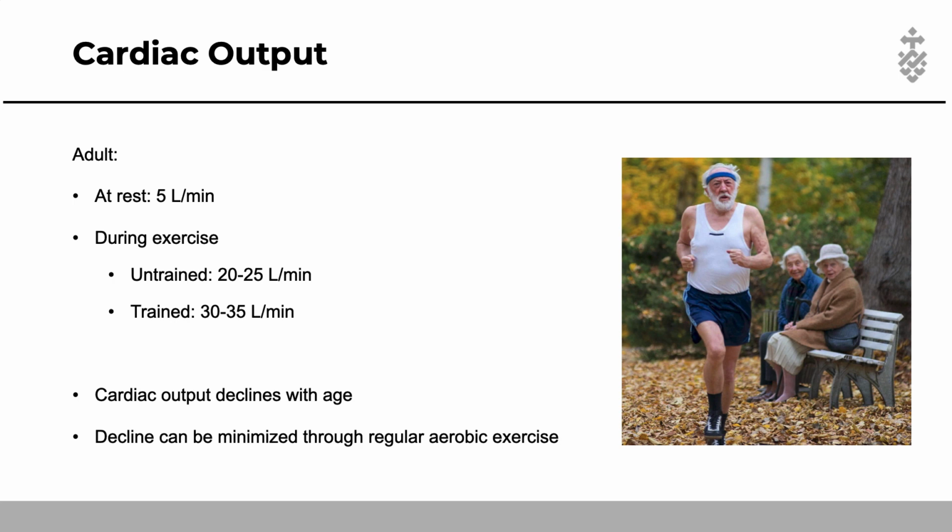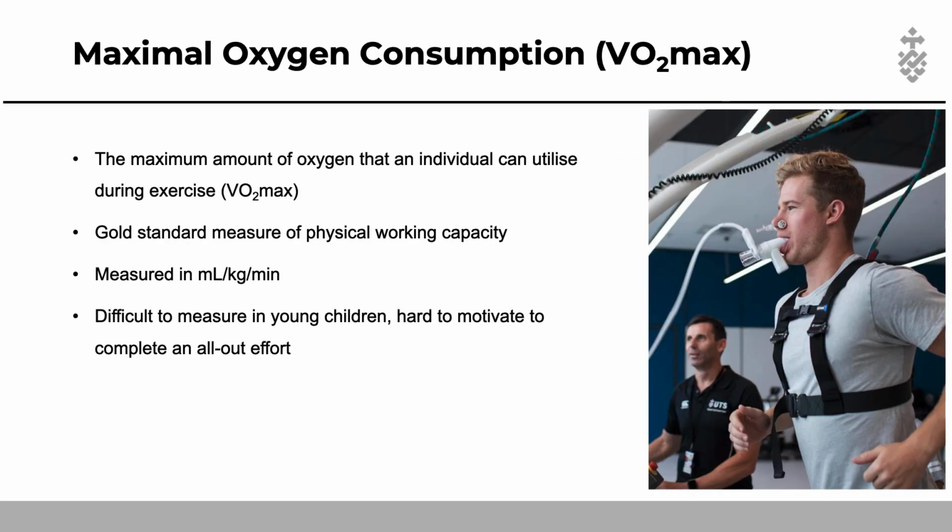Now, because stroke volume decreases with age, so too does resting cardiac output. So specifically, there's actually a 58% reduction between 25 and 85 years old in the amount of blood that the heart can pump in a minute. But this decline can be minimized through regular aerobic training, and we're going to talk about that in a different part of the lecture.